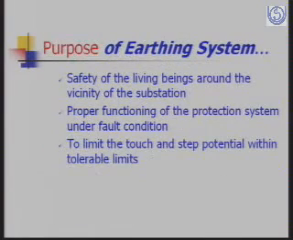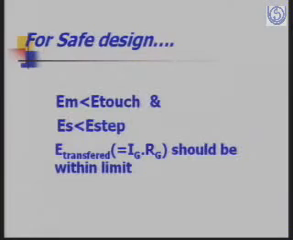Then we have an earthing system in the substation. The purpose of the earthing system is to provide for the safety of the living beings around the vicinity of the substation and proper functioning of the protection system under fault condition, and to limit the touch and step potential within tolerable limits. We have an earth mat, as you know, inside the substation switchyard, and the design of the earth mat should be such that the touch and step potentials are within limits, and we do not get a shock. The personnel do not get a shock, and the equipment in the substation is safe.